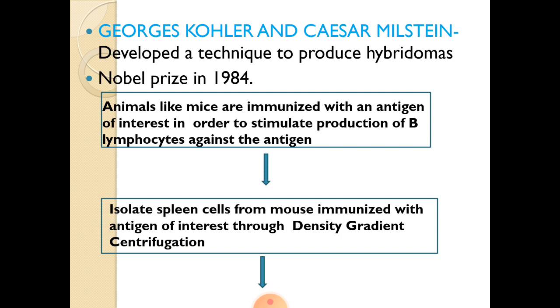What was done? Animals like mice are immunized with an antigen of interest in order to stimulate production of B lymphocytes against the antigen. Then the mice are killed and the spleen cells are isolated from these mice immunized with antigen of interest through density gradient centrifugation.